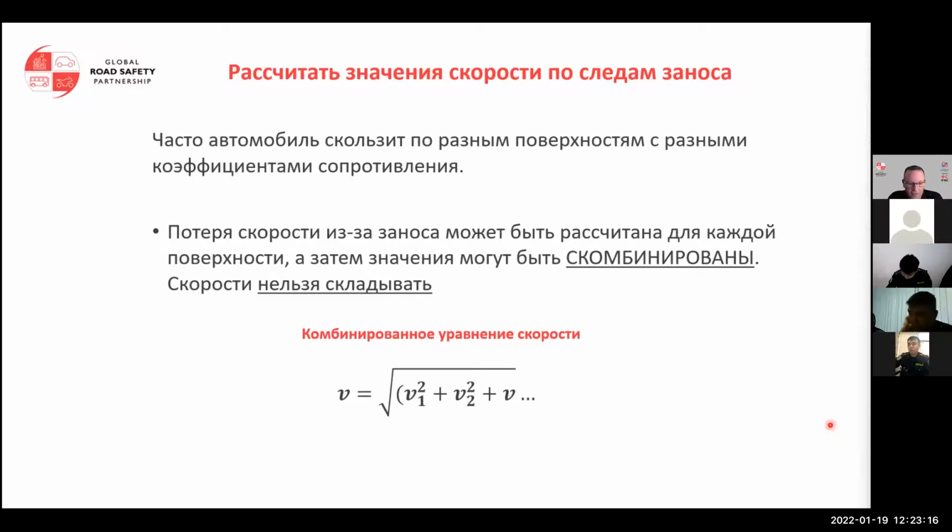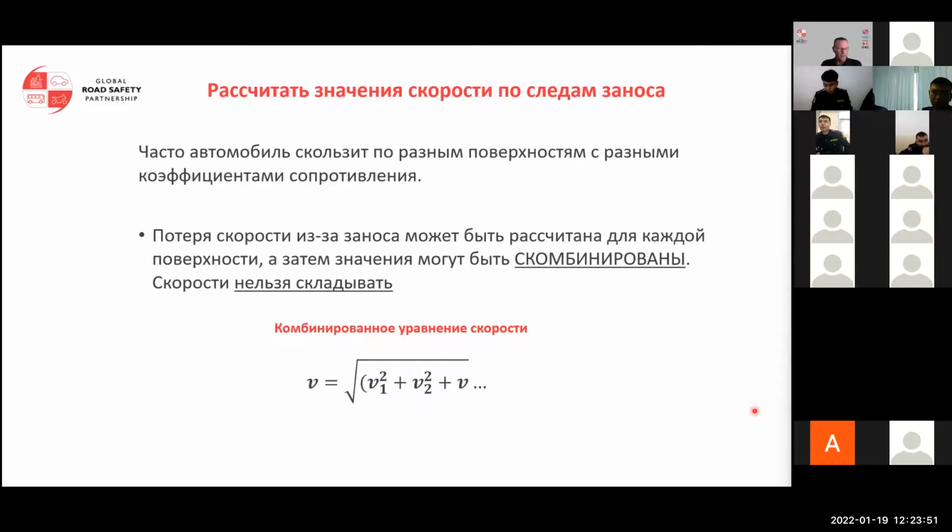And what we do is called the combined speed equation. Because we are dealing with velocity, which can have a positive or negative value, so it can have a direction, it can be going forward or backwards. It's a vector. We can't simply add the distance. We can't say 10 meters on the road, 5 meters on the grass, we have a 15-meter skid, because we've got different drag factors. So what we have to do is calculate the speed for each surface.